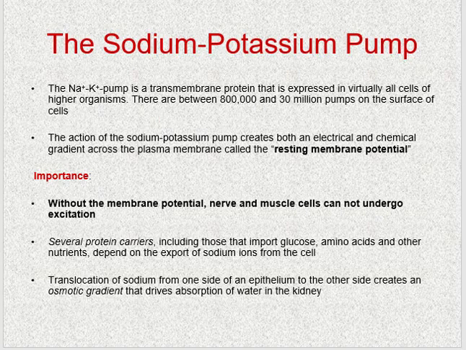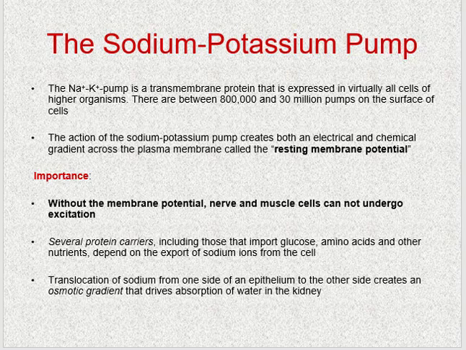So a few important things to remember about the sodium-potassium pump is that it's a transmembrane protein that is expressed in virtually all cells of higher organisms. There are between 800,000 and 30 million pumps on the surface of a cell. Now, the action that takes place with the sodium-potassium pump creates both an electrical and a chemical gradient across the plasma membrane called a resting membrane potential, which is necessary for secondary functions.